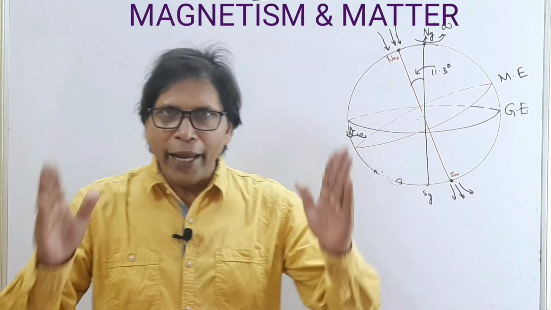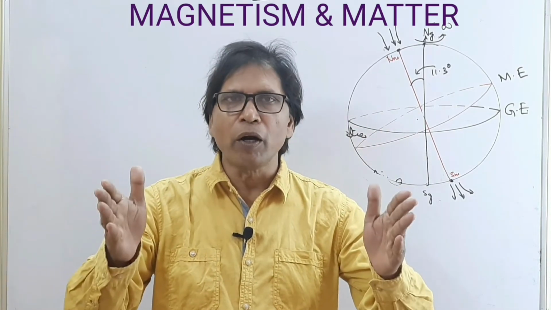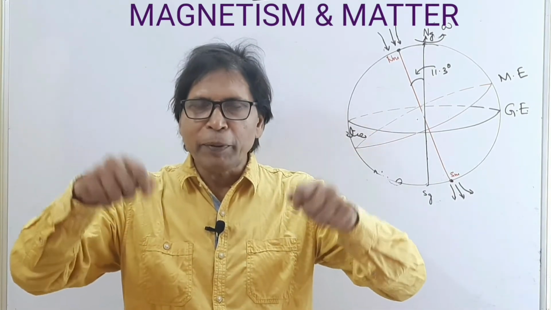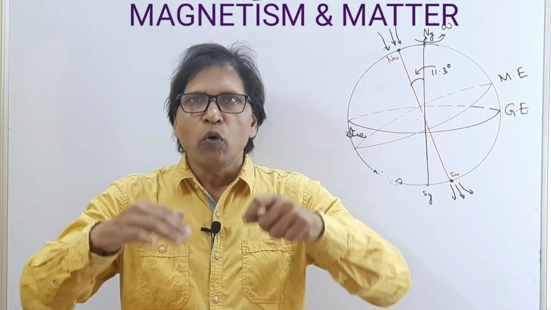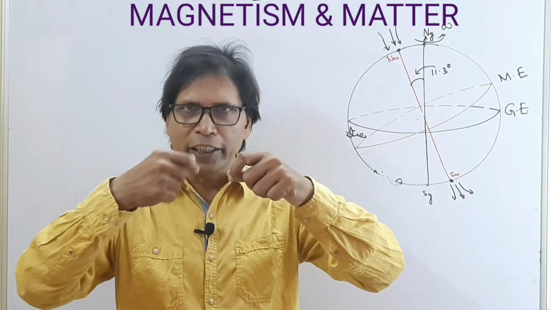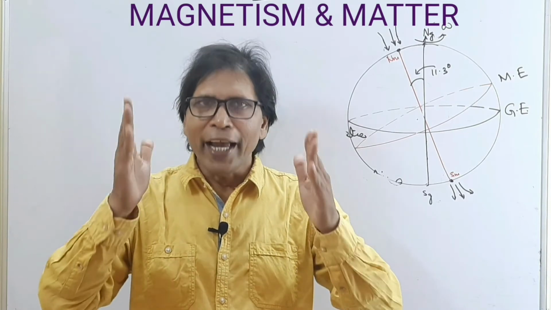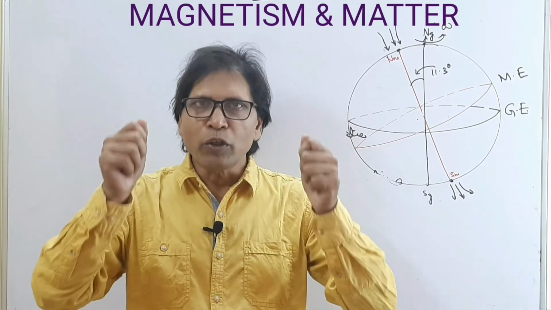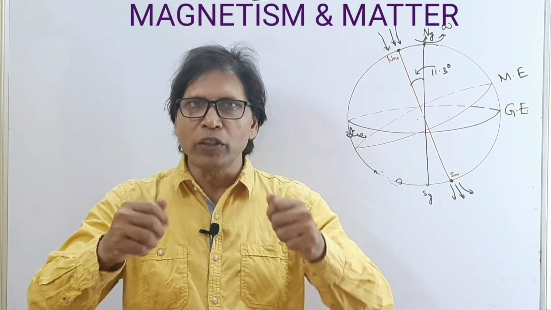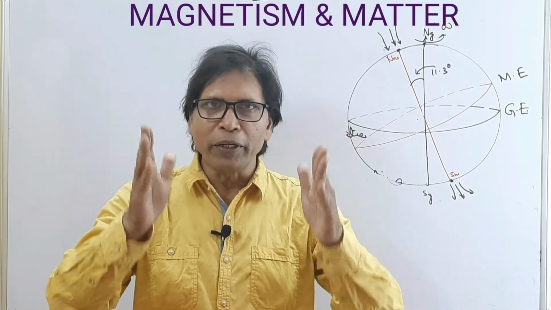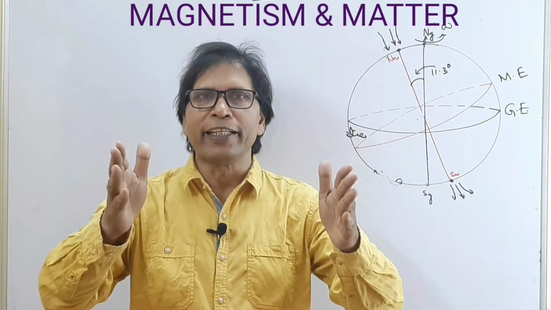Okay. Now angle of dip or angle of inclination. The angle made by a freely suspended magnet with the horizontal direction, or the angle made by the total magnetic field with the horizontal direction, is known as the angle of dip or angle of inclination.